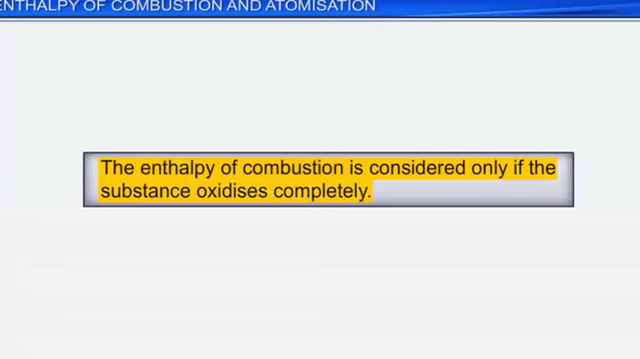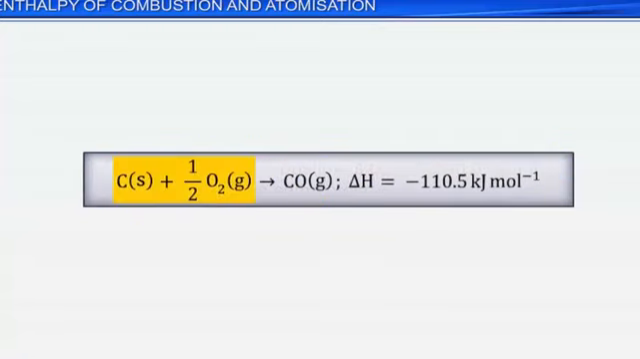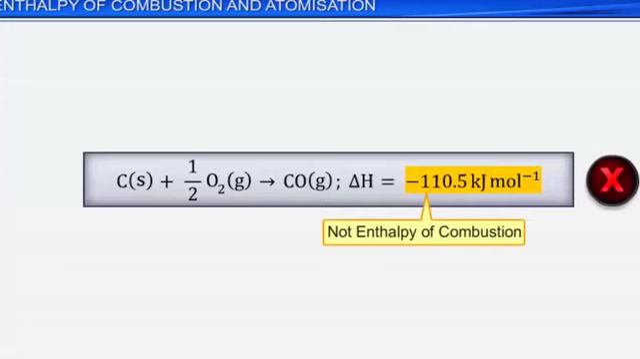For example, if carbon is oxidized to form carbon monoxide, then the heat of the reaction is minus 110.5 kilojoules per mole. Since carbon does not oxidize completely, the heat evolved during the reaction is not considered as the enthalpy of combustion.